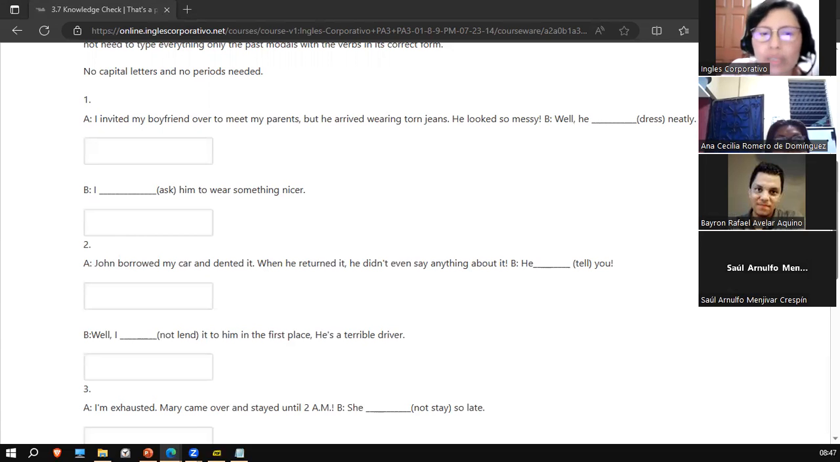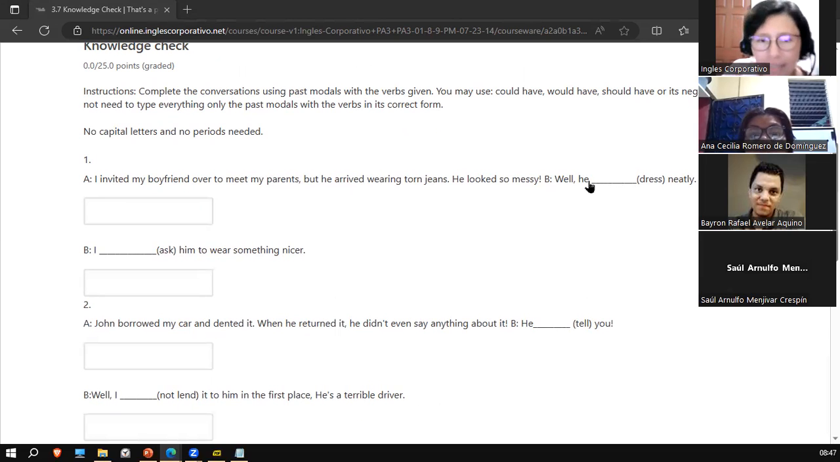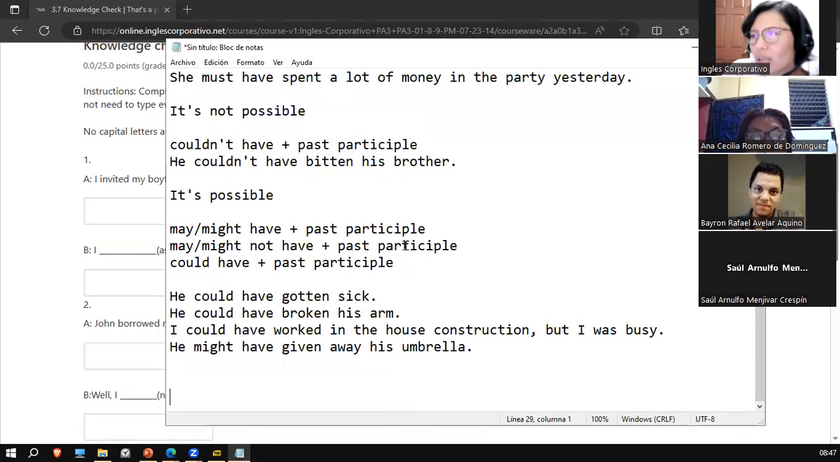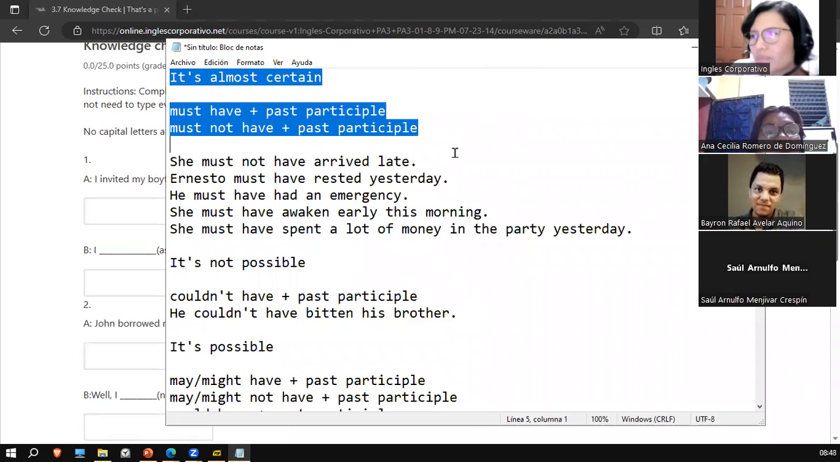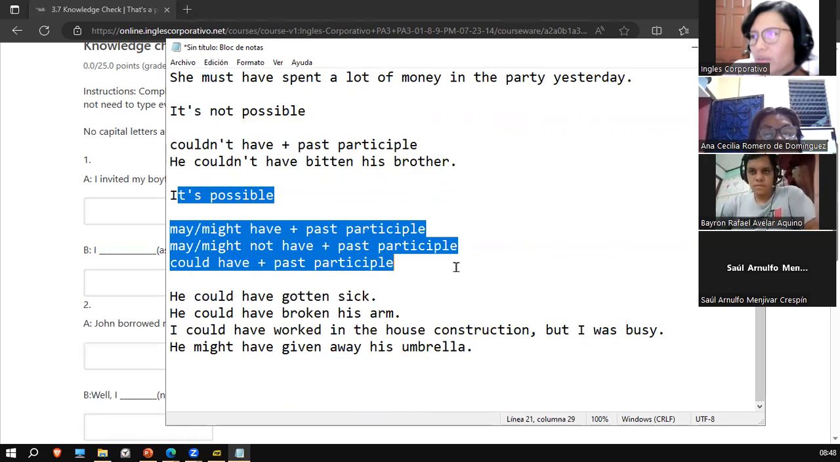Okay, so 1.8 says, I invited my boyfriend over to meet my parents, but he arrived wearing torn jeans. He looked so messy. Well, he, ¿cómo puedo decir? Pudo haberse vestido. How can I say that using one of these? Vamos a usar una de estas. ¿Cuál necesitamos? ¿La primera, la segunda o la tercera? Pudo haberse vestido.